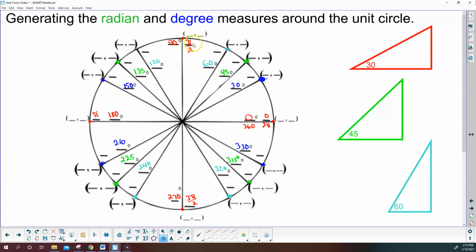And if I cut pi in half, I get pi over 2, and that's 90. But what if I cut 90 in half? Half of 90 is 45. So here's the way my brain works, is if I have pi over 2, and what if I cut that in half? So I times it by 1/2, multiplying fraction gives me pi over 4.